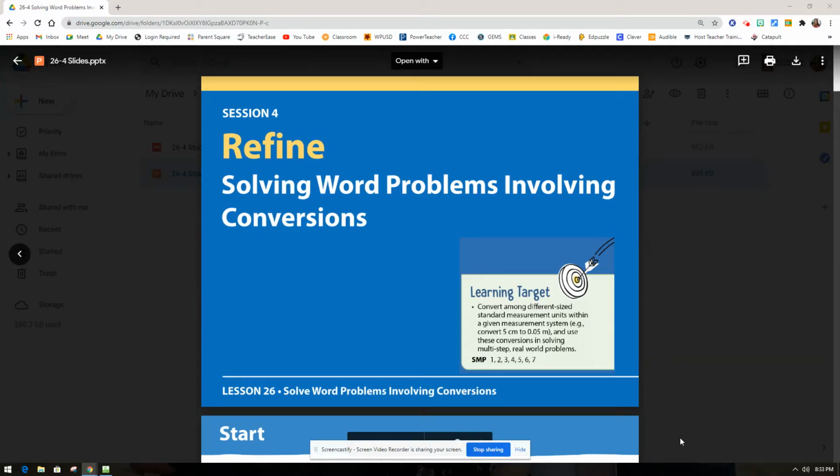Today's the refine session, the session where we take everything that we've learned about converting measurements using word problems, in this case multi-step word problems, where we're choosing those units and making those conversions and then solving real life problems. We're going to put it all together in our nice, neat little package. We'll be working on pages 547 through 550 in our Ready Classroom Math Workbook. So please go ahead and turn to page 547.